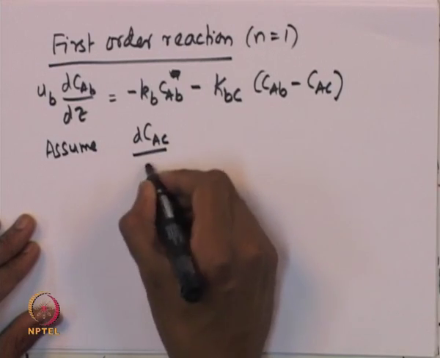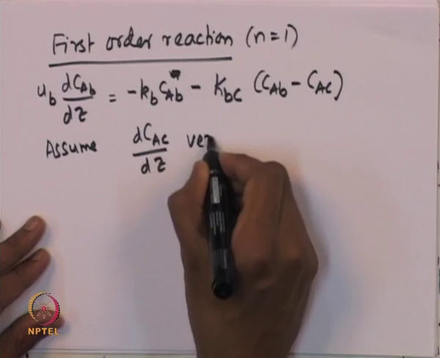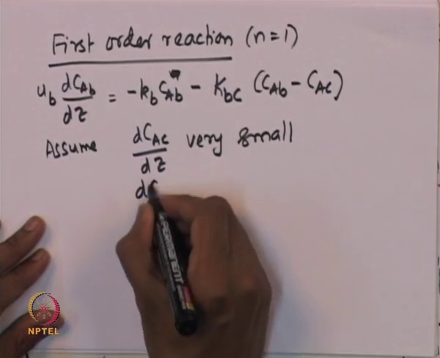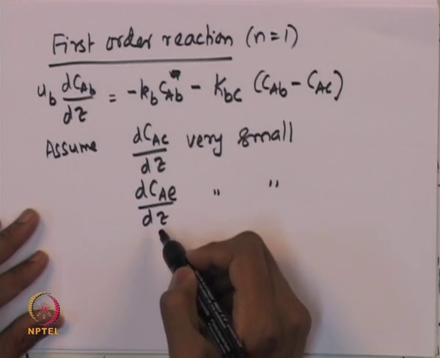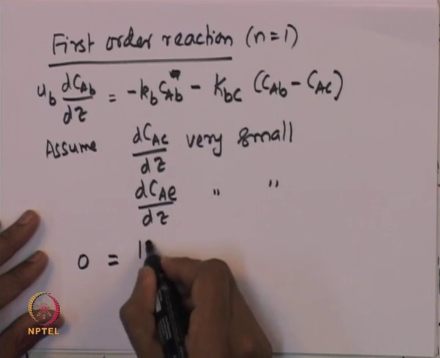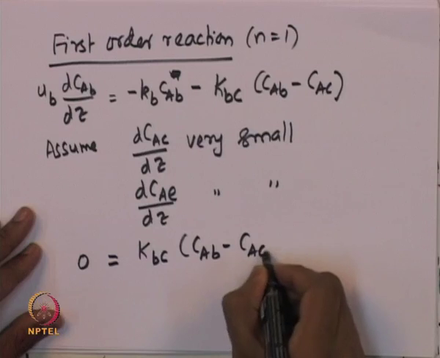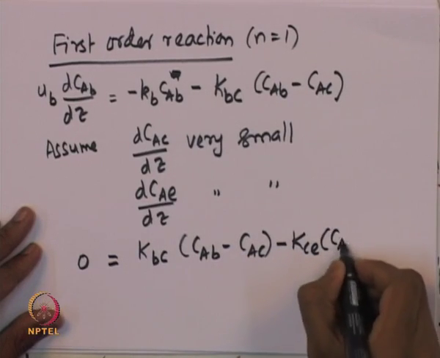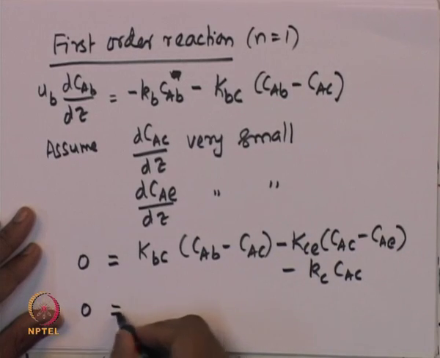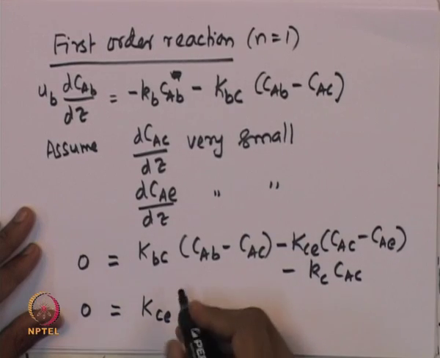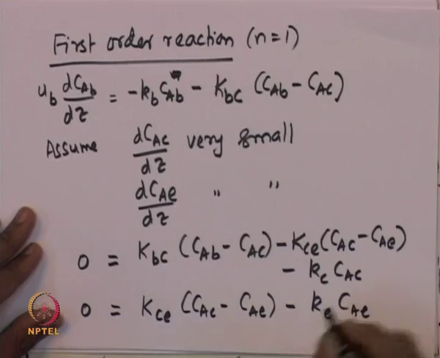And suppose we assume that dCAC by dz, the rate of change of concentration with respect to position in the cloud phase, is very small, and similarly dCAE by dz is also very small. Then the model equations for these two concentrations become: 0 equal to KBC multiplied by CAB minus CAC, minus KCE into CAC minus CAE, minus KC into CAC. And similarly, for the emulsion phase, the mole balance becomes KCE into CAC minus CAE, minus KE into CAE.